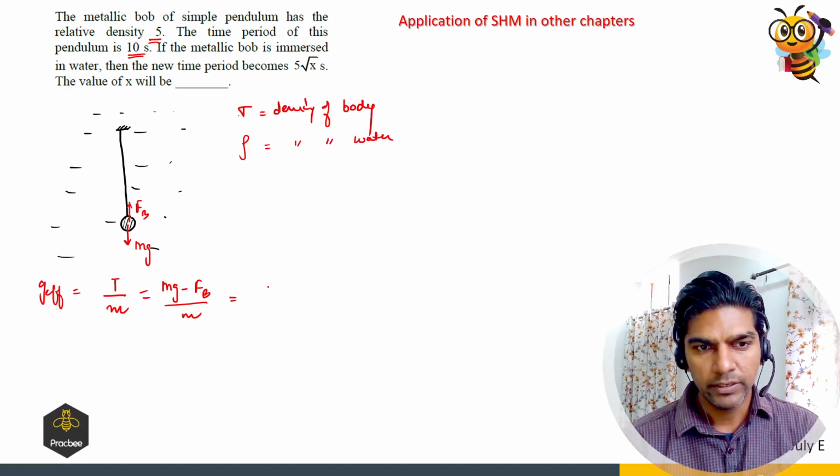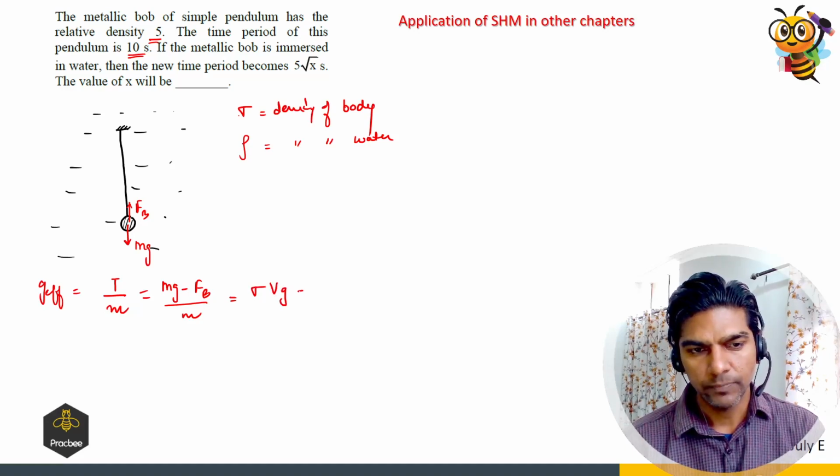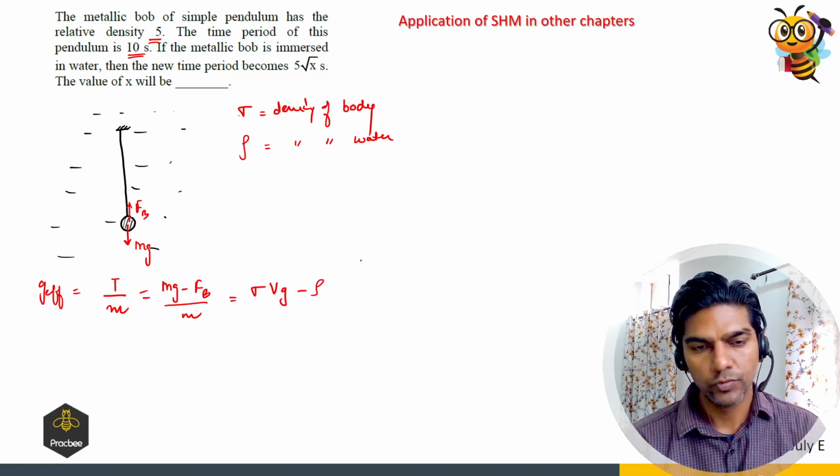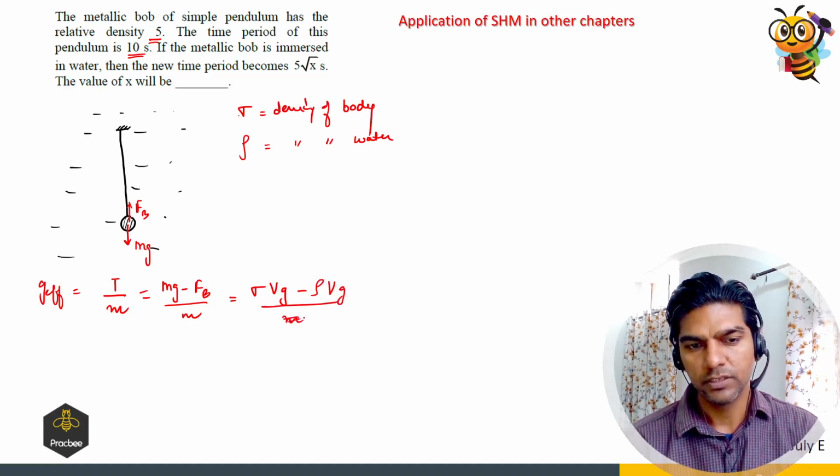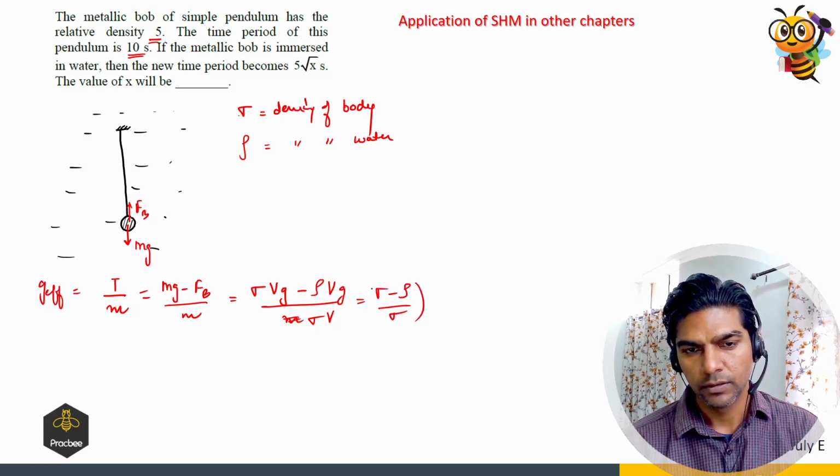So m can be written as sigma times the volume, let us say V is the volume of the bob, times g. And Fb, the buoyant force, can be written using the density of the surrounding fluid, which is rho, and the submerged volume, which is nothing but the total volume of the bob, V, times g, divided by m, and m is nothing but sigma times V. So can you see V will get cancelled out? So this will be (sigma minus rho) divided by sigma times g.